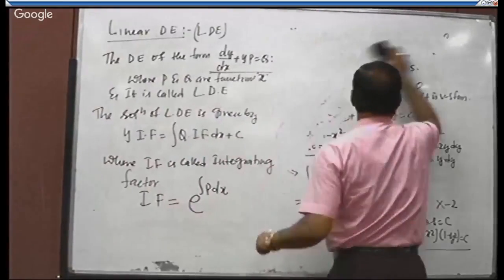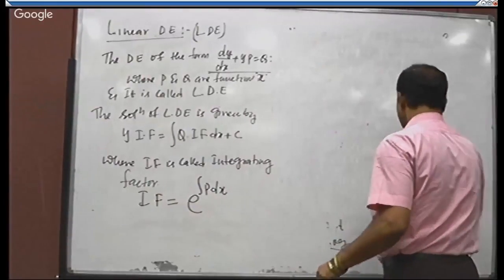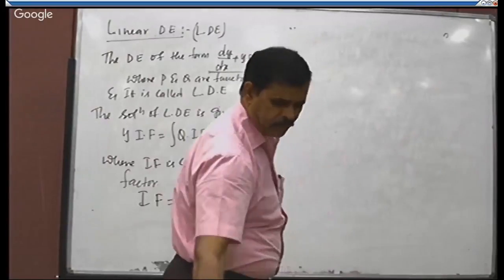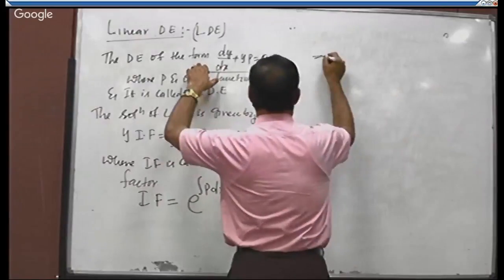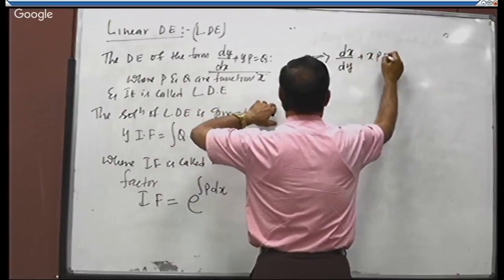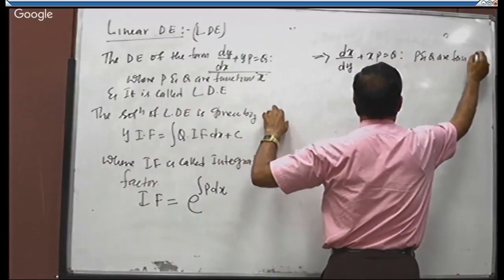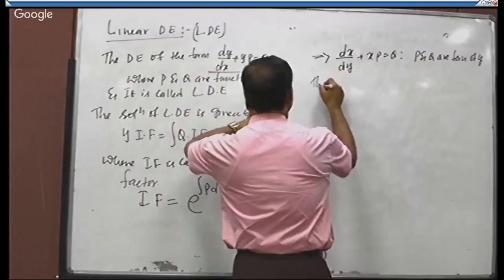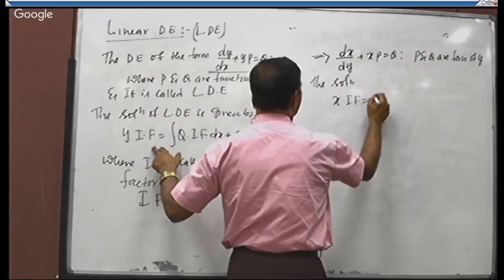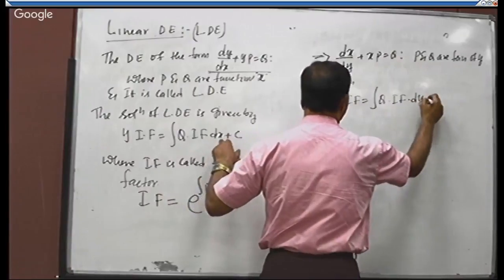Sometimes the equation will be given in reverse form, right? Instead of dy by dx, there will be dx by dy form. Like this, the differential equation is of this form: dx divided by dy plus x into p is equal to q. P and q are functions of y. Then the solution is x into IF, not y, is equal to integration of q into IF into not dx, we should write dy, plus c.